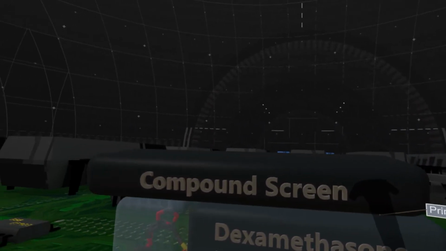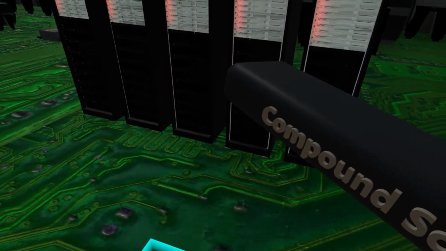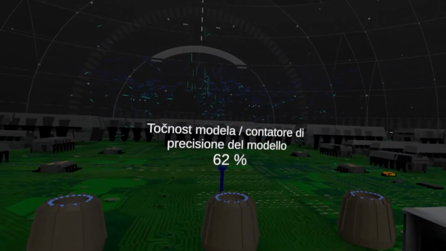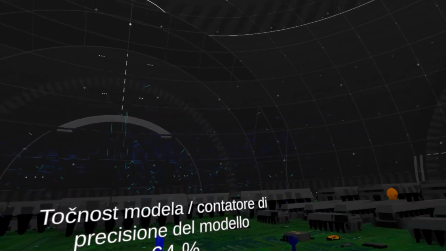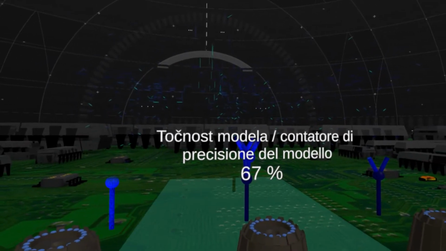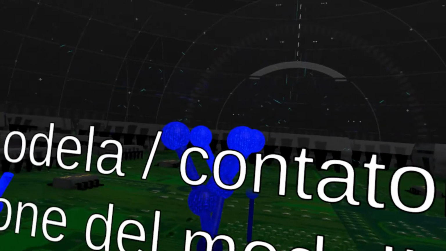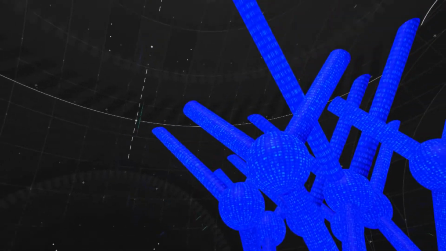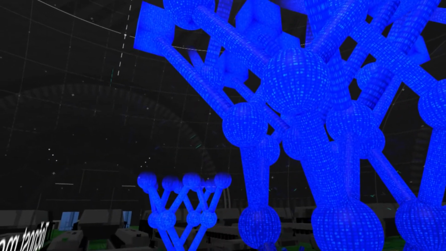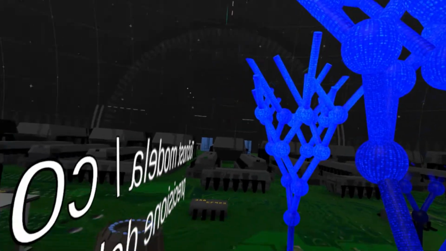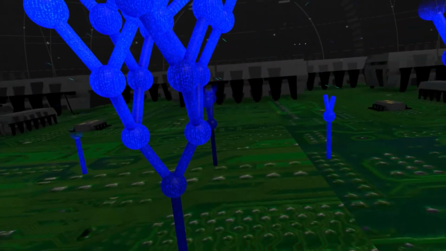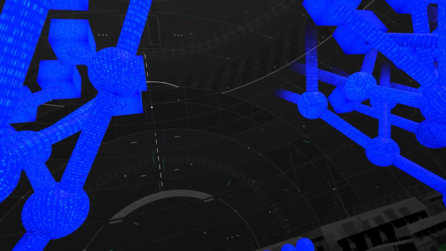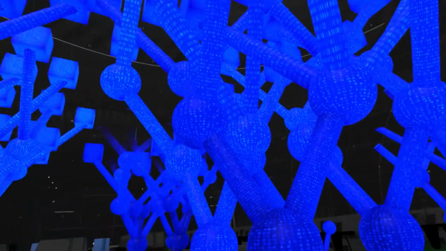So let's take the compound screen and insert it into our servers and observe the creation of a random forest. A mathematical concept that we've aimed to recreate not only visually, not only three-dimensionally, but in virtual reality itself, which could be argued is the fourth dimension.